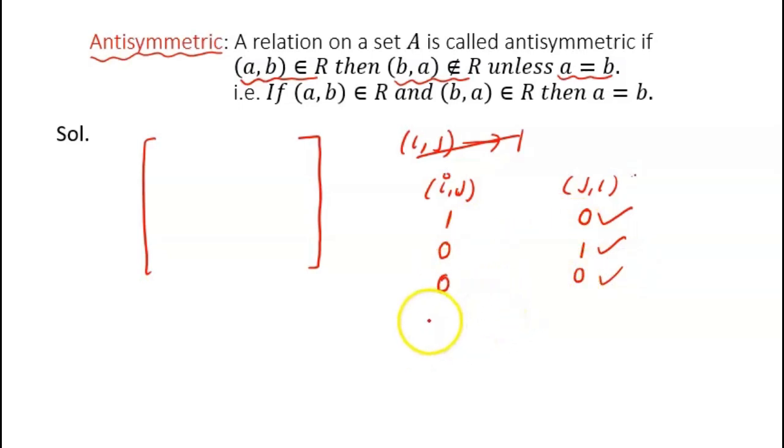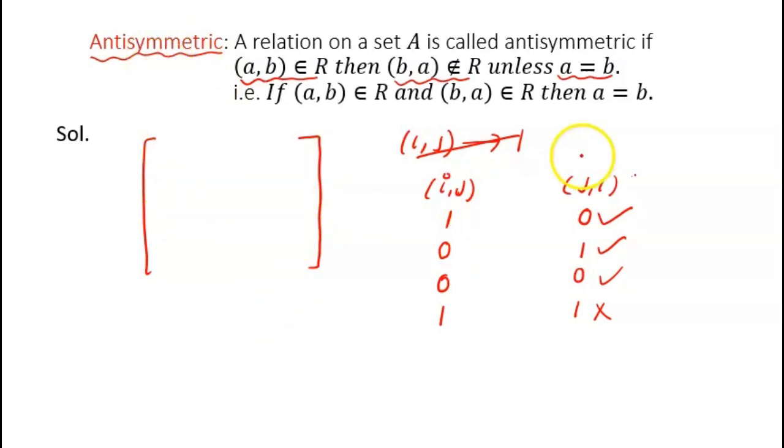Another possibility, that both of them are 1, is not possible. It can't happen that ij is present and ji is also present. That is not a feasible thing to happen, because the relation is anti-symmetric.